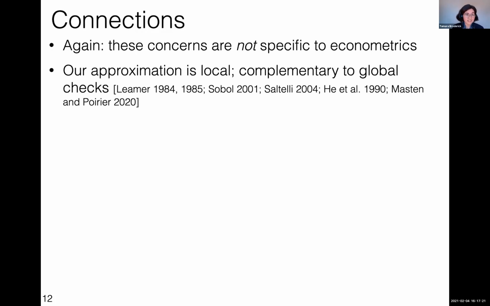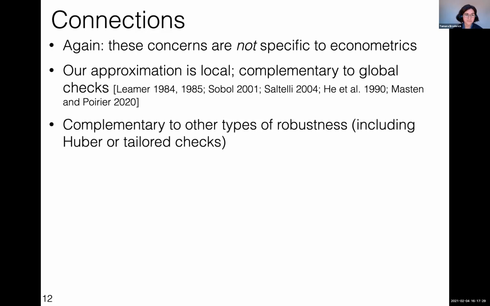Now, if it flags something as non-robust and you can actually run that, it's still non-robust, but just because it doesn't flag something doesn't mean you're in the clear. Okay, and of course, as we've seen a few times now, this is very complementary to other types of robustness.